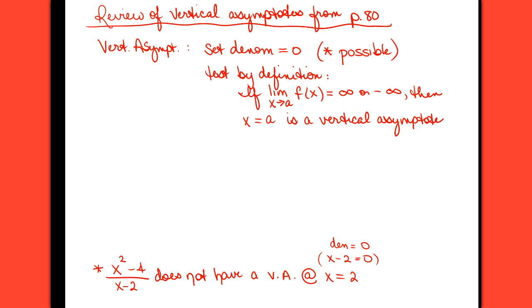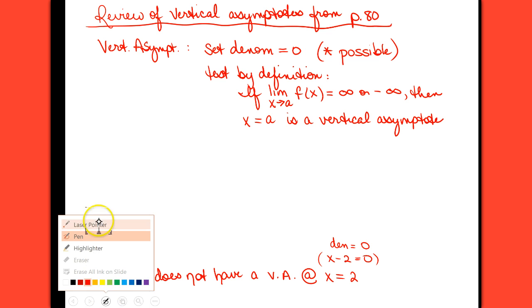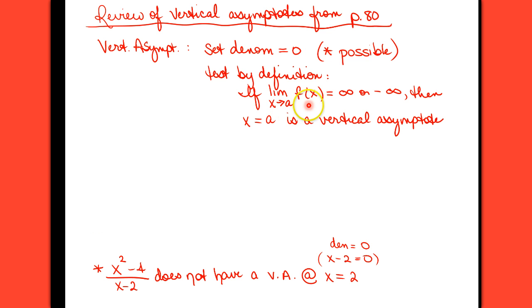But in calculus, we got a more formal definition of a vertical asymptote, and that was that if you took the limit as x approached a particular value for a function and you got either infinity or negative infinity as your answer, then x equals that value you were approaching was a vertical asymptote. And so we would set the denominator equal to 0 to get possible vertical asymptotes, and then we would test them by the definition of a vertical asymptote to make sure that when we took the limit approaching that value, our limit did go to infinity or negative infinity from either the left or the right.